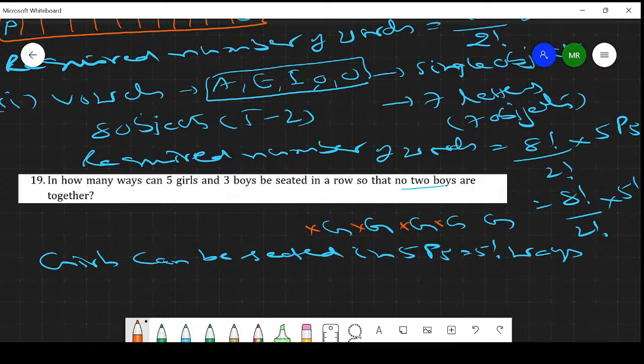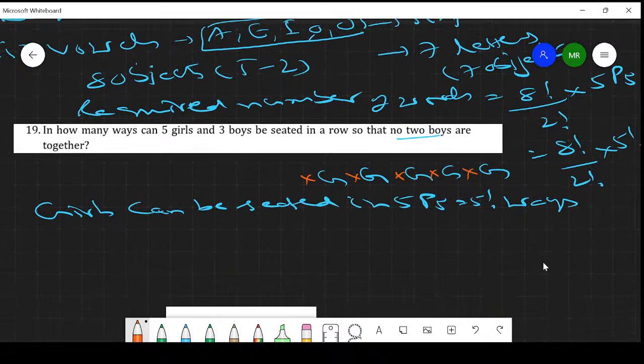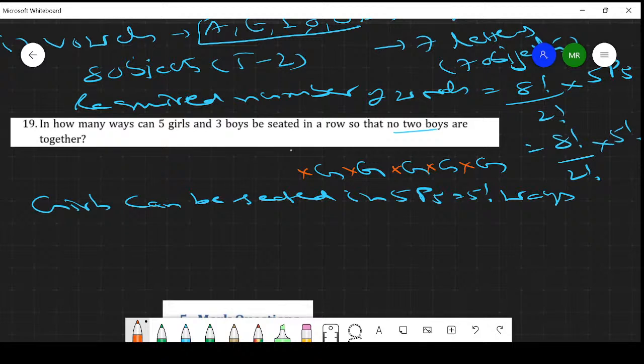So in 2 places I can arrange only boys. I have crossed six places; the boys can be seated in these 6 cross-marked places. Boys can sit in between these places only. These are the possible places, right?